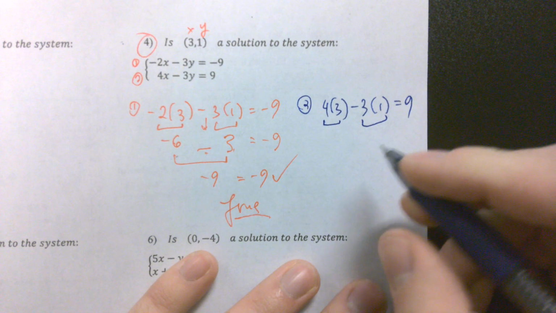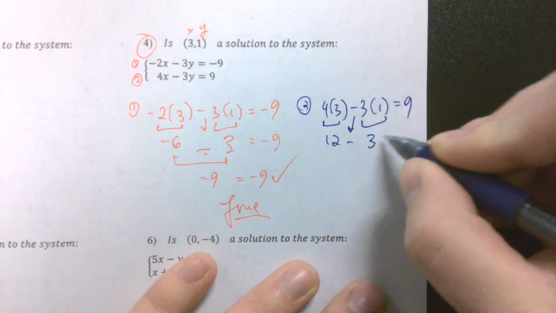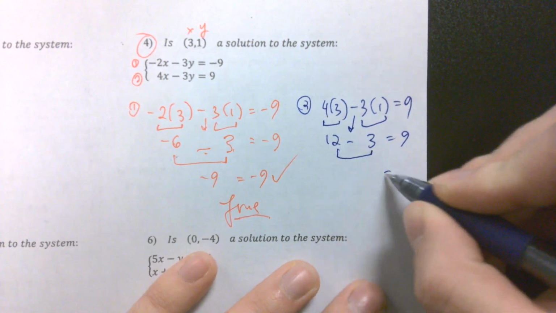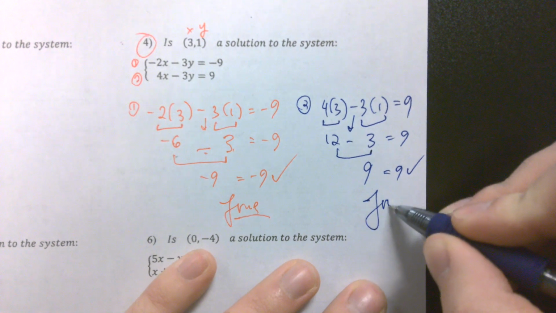What would 4 times 3 give me? 12. Bring down the minus. 3 times 1 is 3. What's 12 minus 3? 9. Is 9 equal to 9? Yes, it is. That is another true.